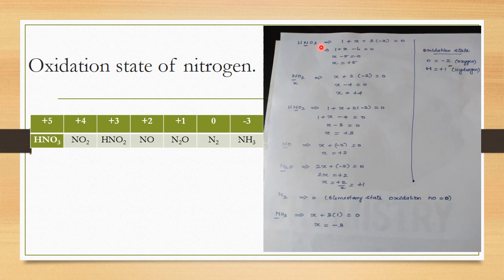So the nitrogen, I am taking it as X, and hydrogen, you know, its oxidation number is +1. So I am writing 1 plus X plus 3 oxygen, 3 into the oxidation number of oxygen, -2, is equal to 0. It's a neutral molecule, so equal to 0. So 1 plus 3 into -2, that is 1 minus 6, so X minus 5 equal to 0. X equal to +5. So in nitric acid, the nitrogen carries the oxidation number of +5.